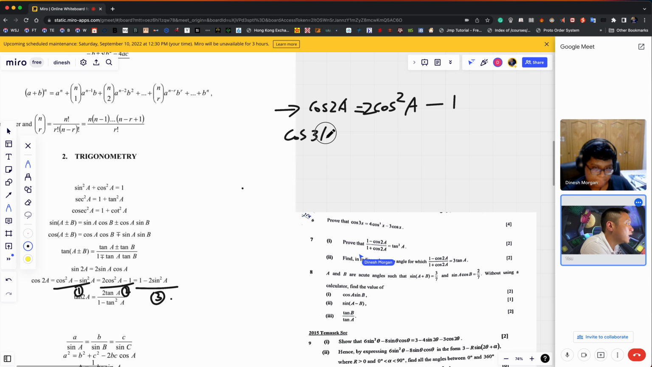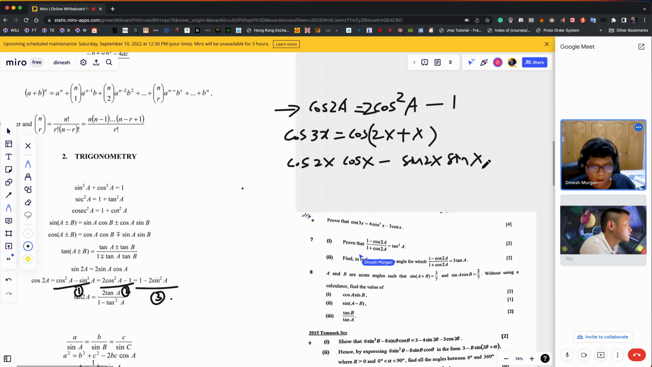So cosine 3x, you can see as cosine of 2x plus x. Then you open the brackets, and you get cosine 2x cosine x minus sine 2x sine x, from this formula. The bracket is plus, out of the bracket is minus.